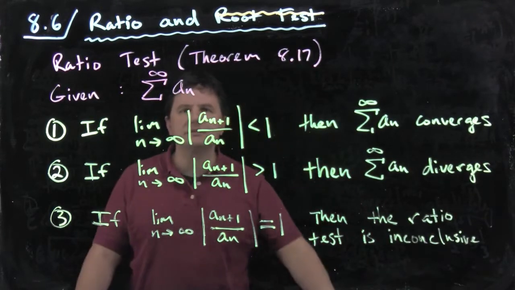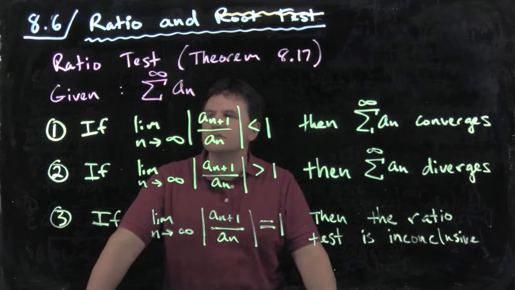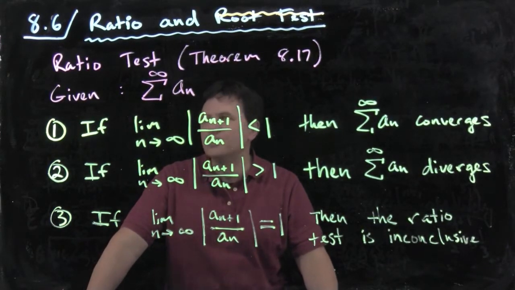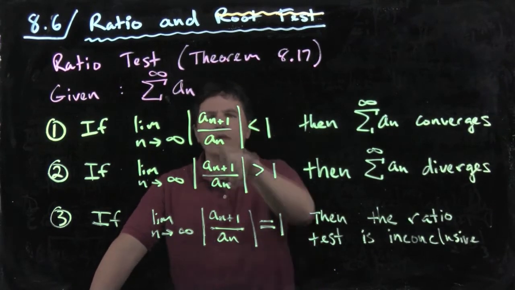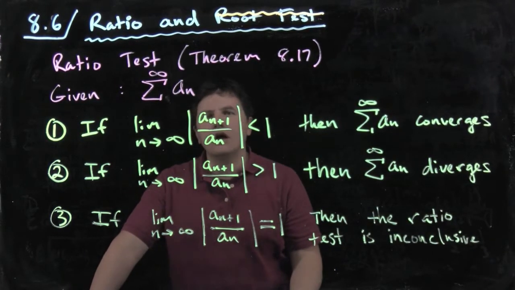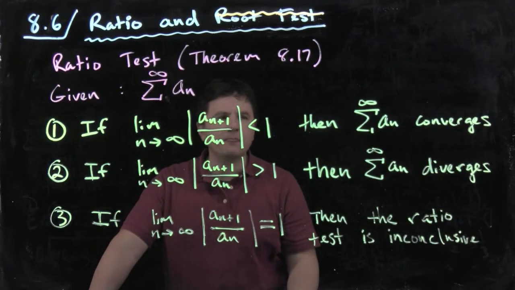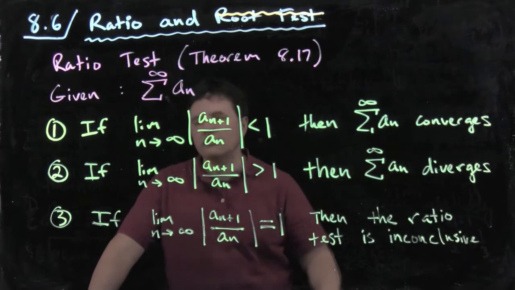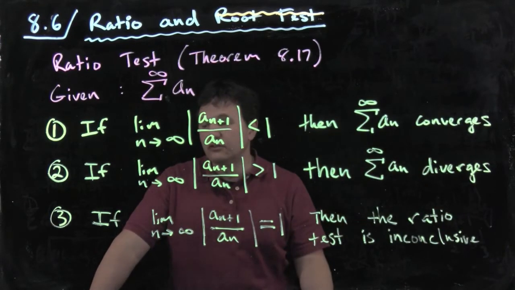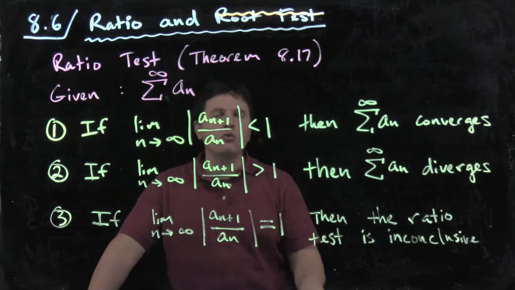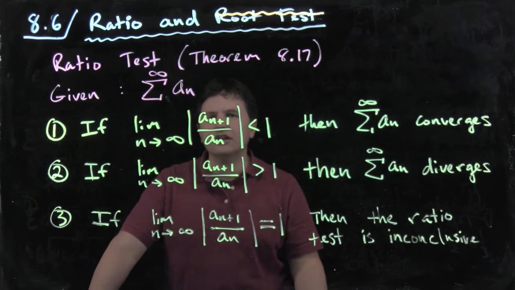The ratio test is quite nice. It's really just a matter of doing some computations. But given an infinite series, we're going to look at the absolute value of the ratio of a sub n plus 1 over a sub n. If that's less than 1, then the series converges. If that is greater than 1, then the series diverges. If it's equal to 1, that actually means the ratio test is inconclusive.